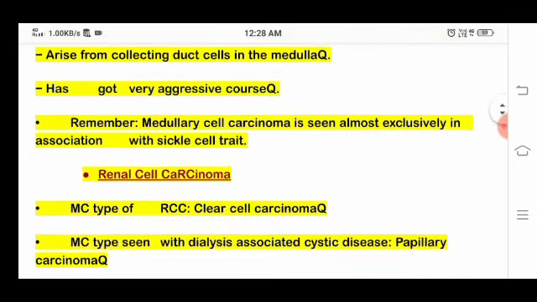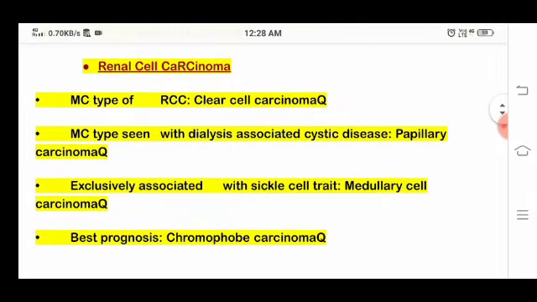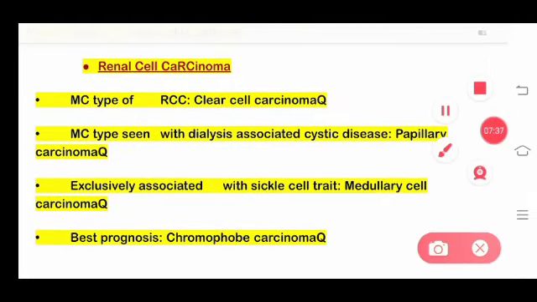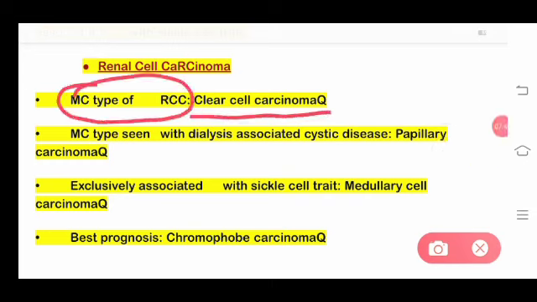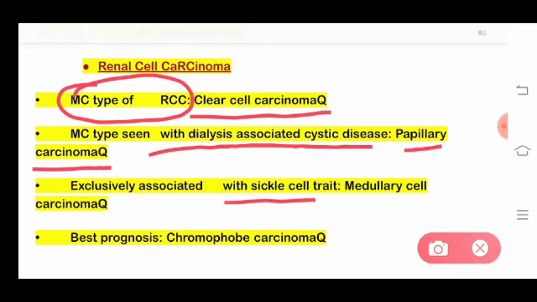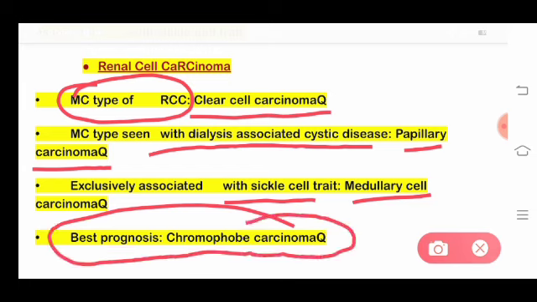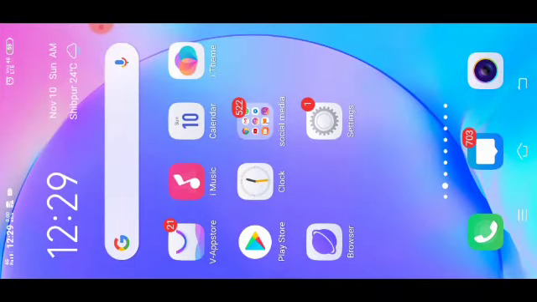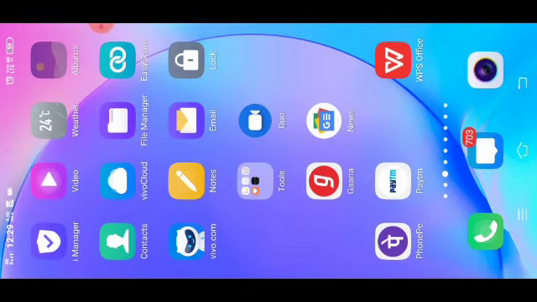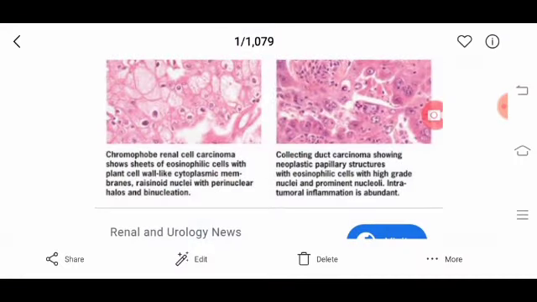Now we'll summarize this here. The takeaway from this slide is that the most common type of RCC is clear cell carcinoma. Most commonly associated with dialysis and cystic disease is papillary carcinoma. Exclusively associated with sickle cell trait is medullary carcinoma, and the best prognosis is chromophobe carcinoma with multiple deletions. Now these were the theoretical aspects. You need to see the images or the histopathology also to be fully able to answer these types of questions.